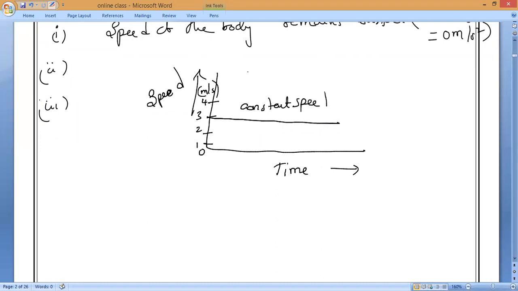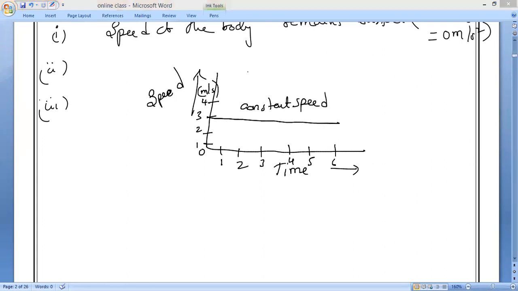So this is what we call constant speed. Is there any change in speed, guys? No, sir, continuously 3 only. Now 0 seconds, 1 second, 2 seconds, 3, 4, 5, 6 seconds. So time becomes 6 seconds, but still, what is the speed of the body? 3 only. I am saying this just for example.